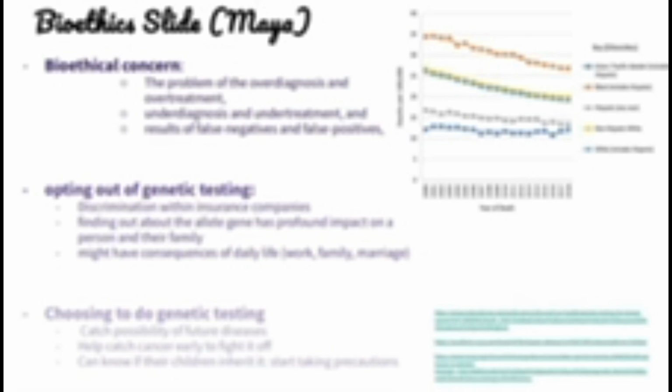But another perspective is choosing to do genetic testing because it can catch the possibility of future diseases, not just the disease that you may have. It can also help catch cancer or other diseases early, to help fight them off early instead of dealing with them later. And then you can know if your children inherit it. If you do genetic testing and find out you have this disease, you can get your children tested as well to see if they have it, to start taking precautions in the early steps to either not contract or develop it, or to help limit it and fight it off early.